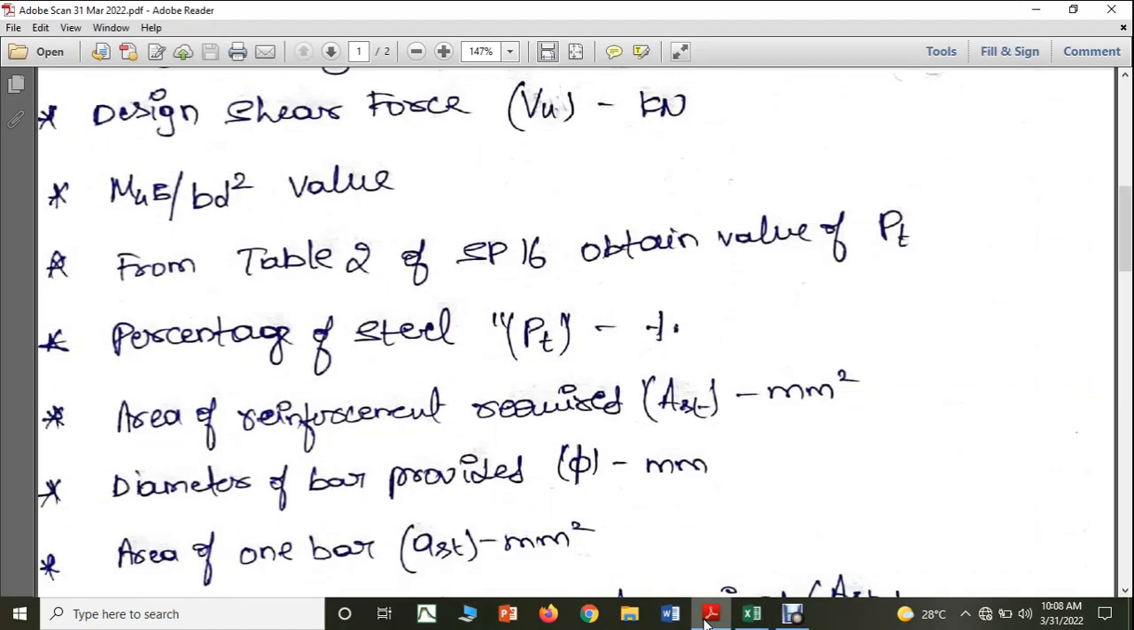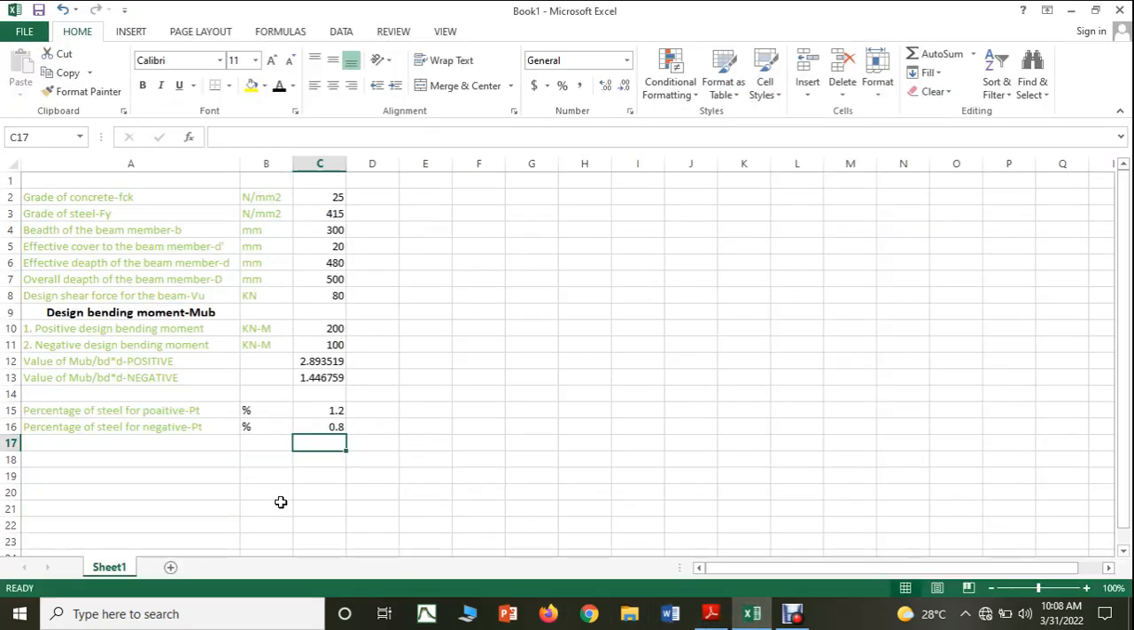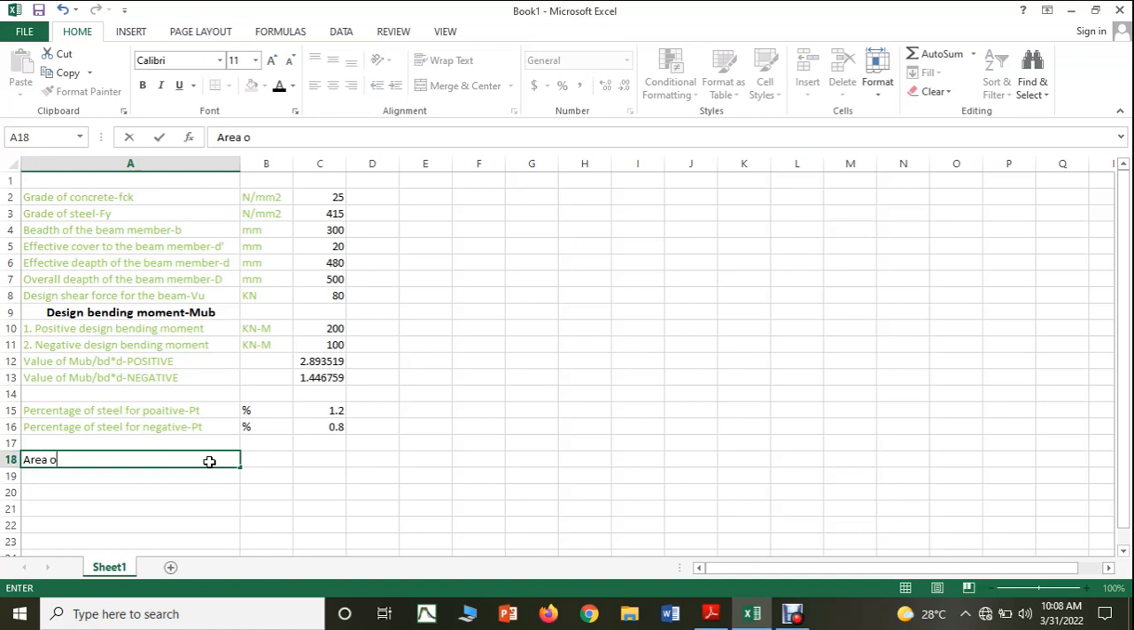Once you get the percentage of steel, you are supposed to find out the area of the reinforcement. Again, that will be for the positive and negative. Area of the reinforcement for positive, we call it Ast, and the same thing but now for the negative.